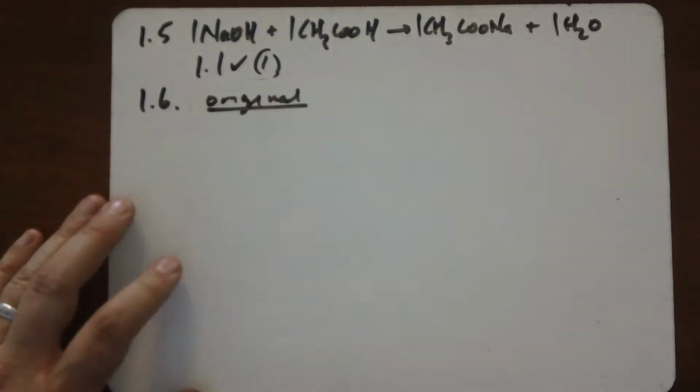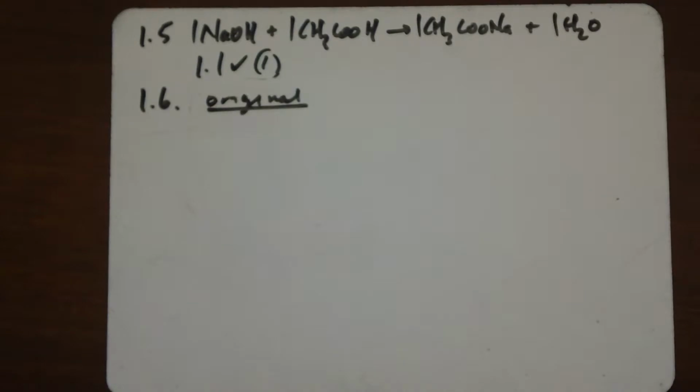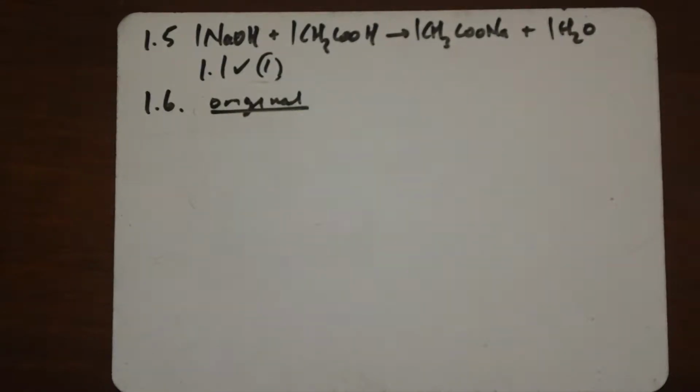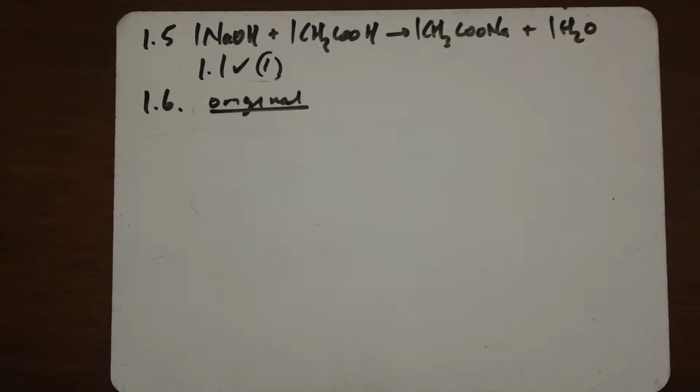1.6 says, calculate the concentration of the original, and original's in bold. Okay, so underline that and make a point of acknowledging that that's there. And it says calculate the concentration of the original sample of the ethanoic acid.